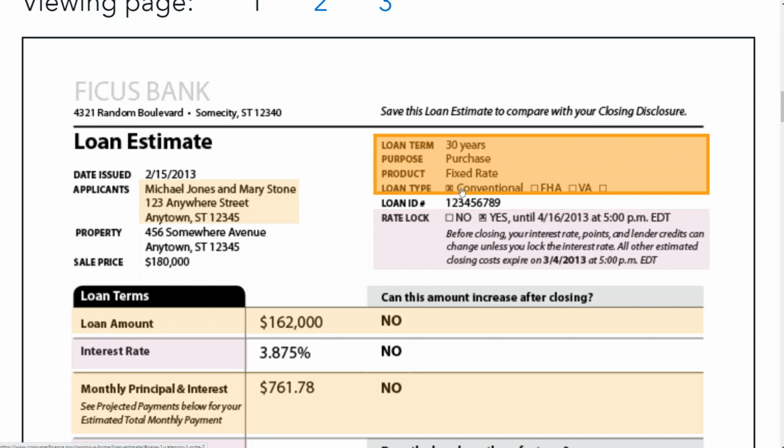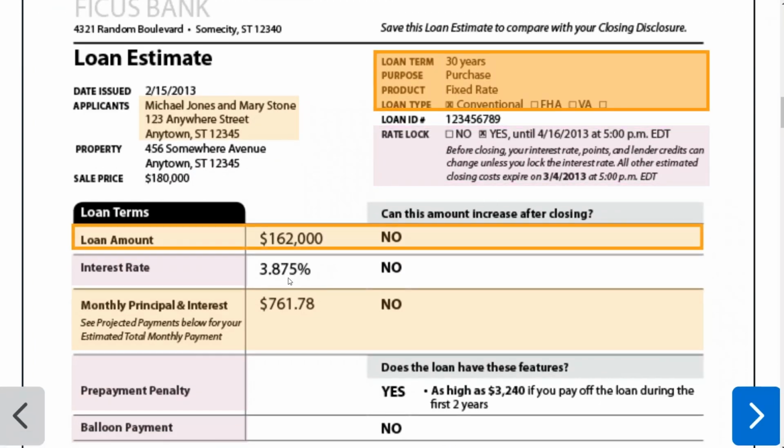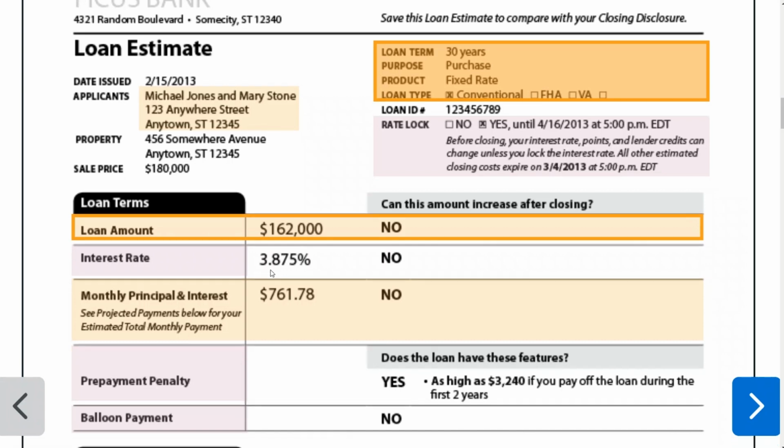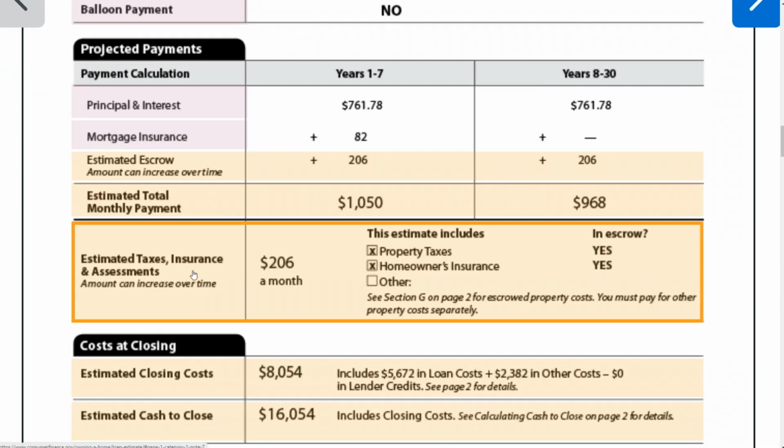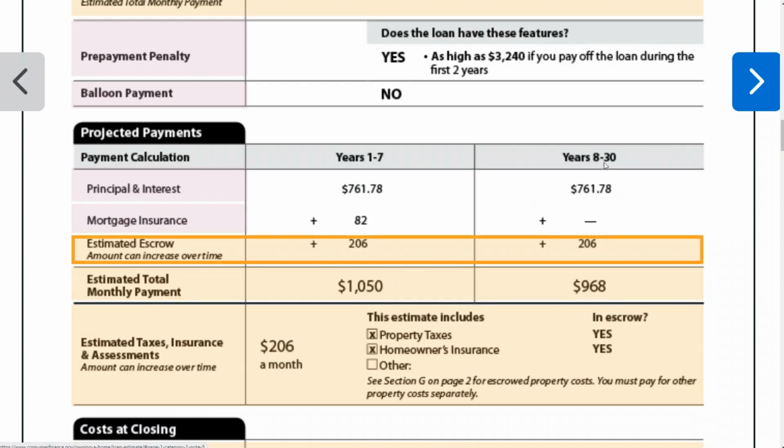Make sure if you're getting a conventional loan, this has conventional. Make sure the rate is either locked or unlocked. I'll explain that in a moment. Make sure the interest rate is the interest rate that you want. Come on down to the taxes and insurance. You see here, this will let you know if these boxes are checked right here and it has yes, that means taxes and insurance are included in the payment. You're going to have an escrow account for that. If you don't want that, make sure that it shows no here and those are not checked. Then we're going to flip over to page 2.